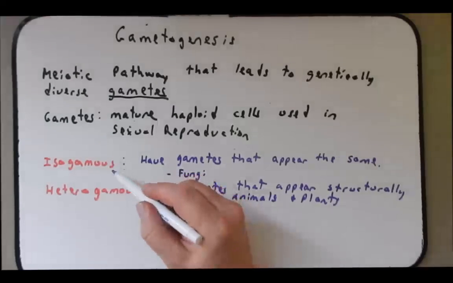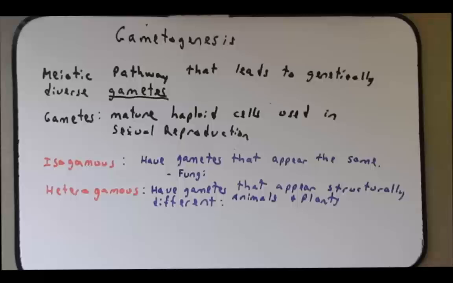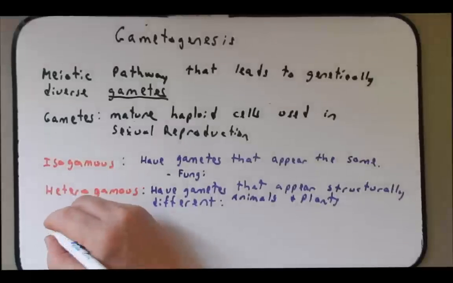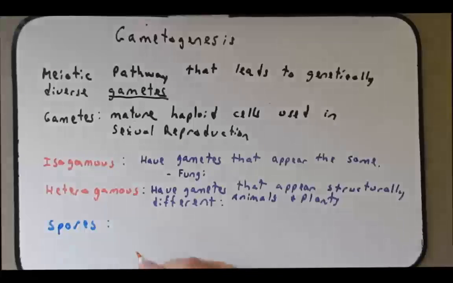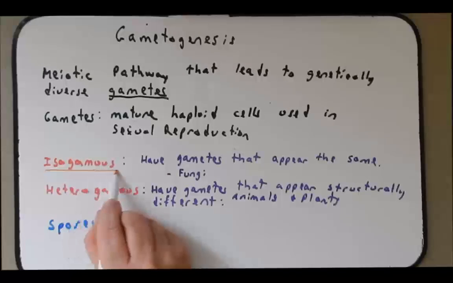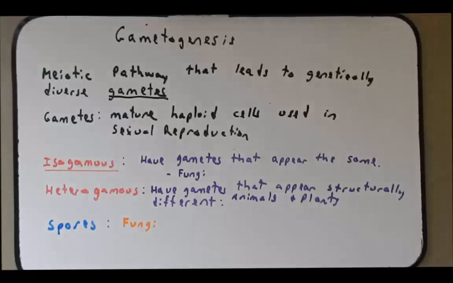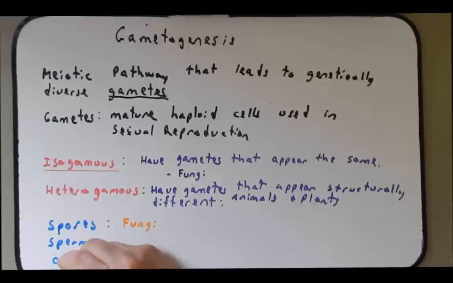Now that we've classified gametes as either being isogamous or heterogamous, let's talk about specific gametes. And I'm going to show just three here. Gametes can be spores. An example of an organism that makes spores as their gametes would be fungi. Fungi are typically isogamous. Now, two types of gametes that we're more familiar with would be sperm and ova.